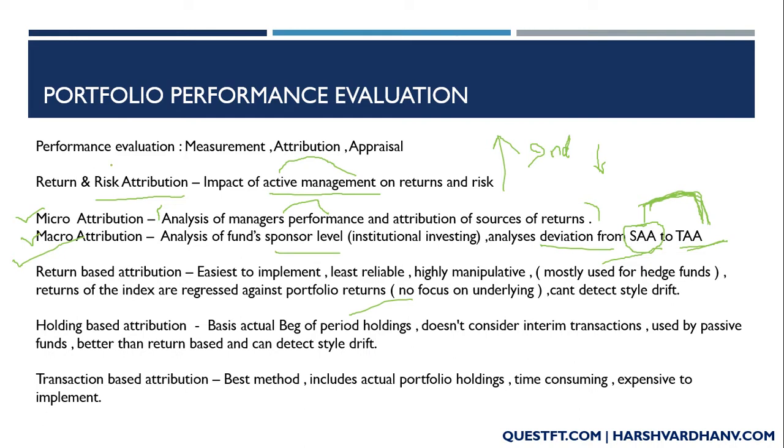So what are the three types of attribution? We learned that the attribution analysis is basically the breaking down of the returns into smaller parts or smaller sections. The first one is the return based attribution, which is the easiest to implement, least reliable, and highly manipulative. So the advantage is that it is easiest to implement, and the disadvantage is that it is very less reliable and very manipulative. Mostly used for hedge funds. Returns of the index are regressed against portfolio returns and it can't detect style difference. So these are the disadvantages.